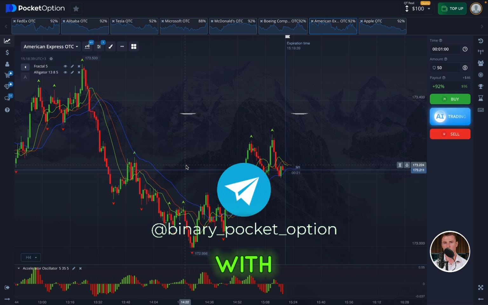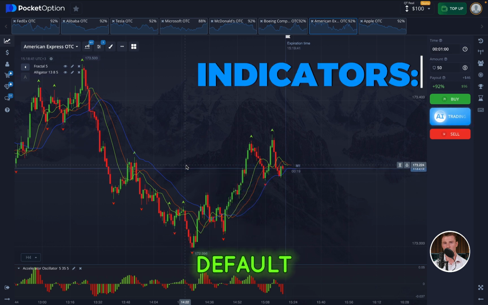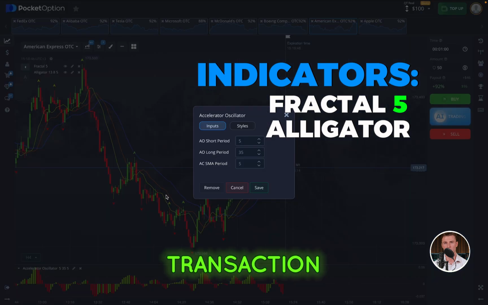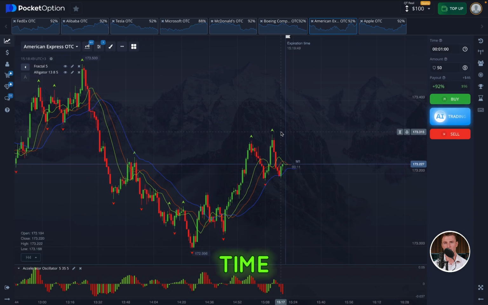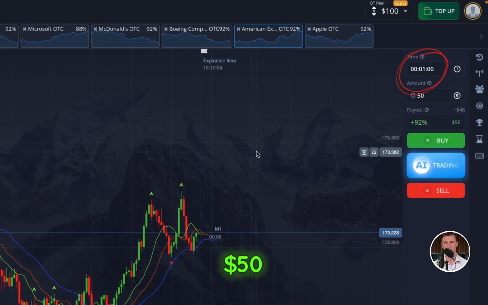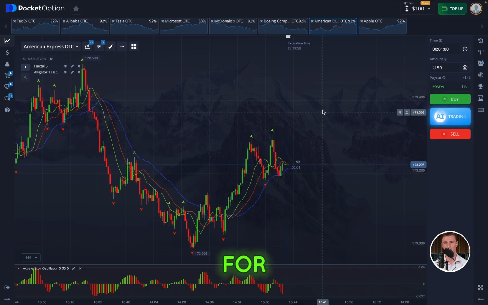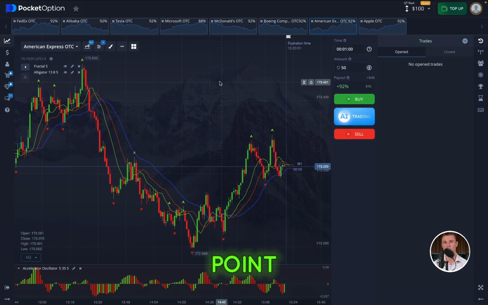This is a fractal with a period of 5, an alligator with default settings, and an accelerator with these settings for the periods of the transaction. We will open on a minute time frame, and I will open the first position for $50. Let's get started and select the first asset for the most optimal entry point.